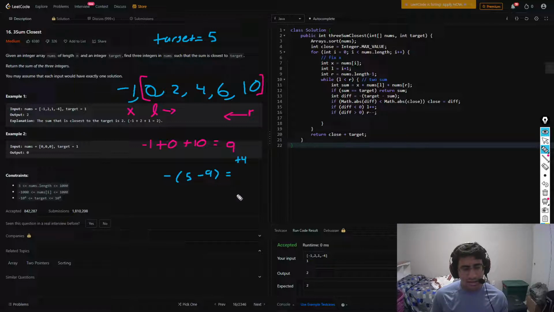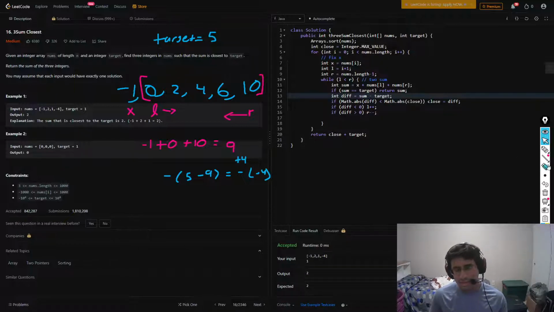And then, it is just negative 4. In theory, this could instead be something like sum minus target, which makes a little bit more sense now. But the general idea is still the same, I guess. So it's just 5 minus 9 to be plus 4.